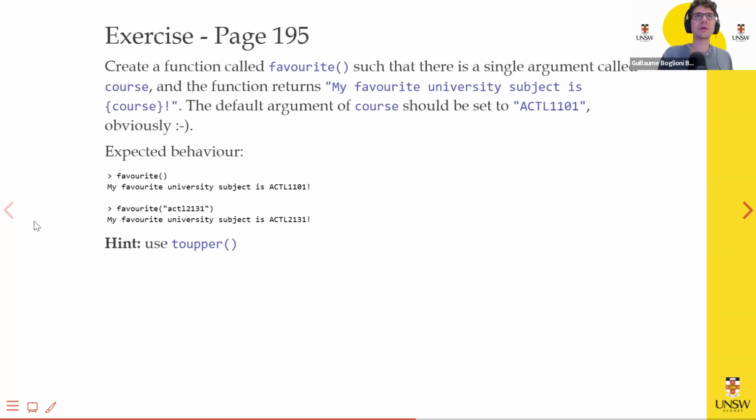And here there's a bit of a twist. Use this function that you don't know to put whatever the name of the course is in uppercase if it's not in uppercase. Okay, just a bit of a twist. So if somebody types just favorite, well, of course it should display that ACTL1101 is their favorite. But if they type anything else, everything should be uppercase, right? So favorite lowercase actl2131 should become uppercase, right? My favorite university subject is ACTL2131.